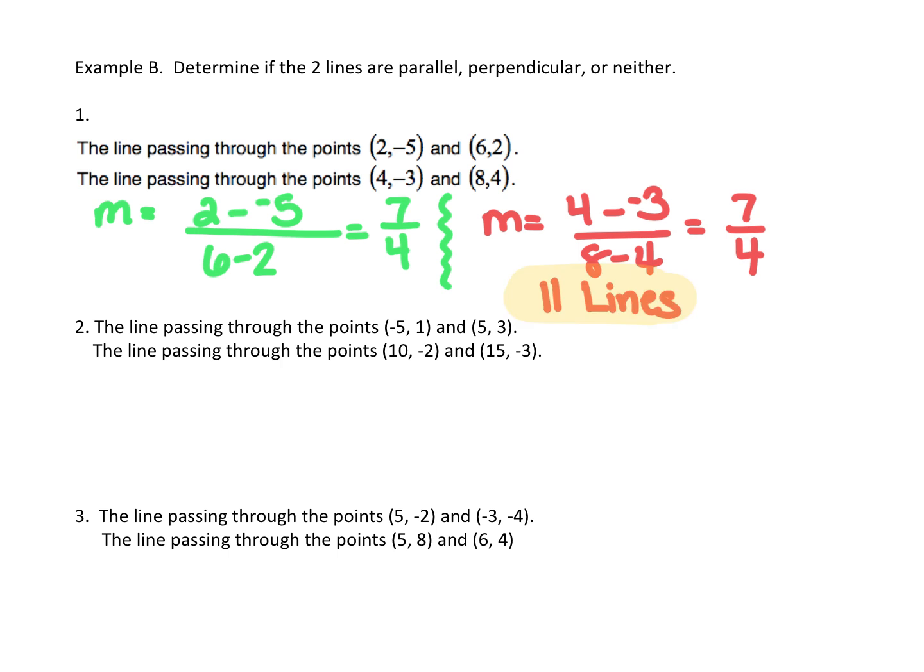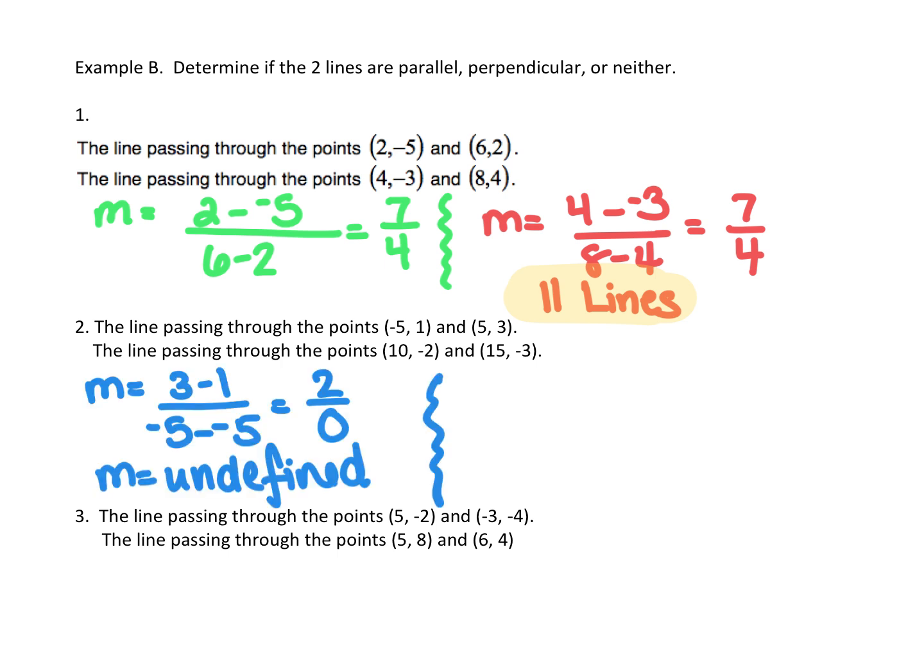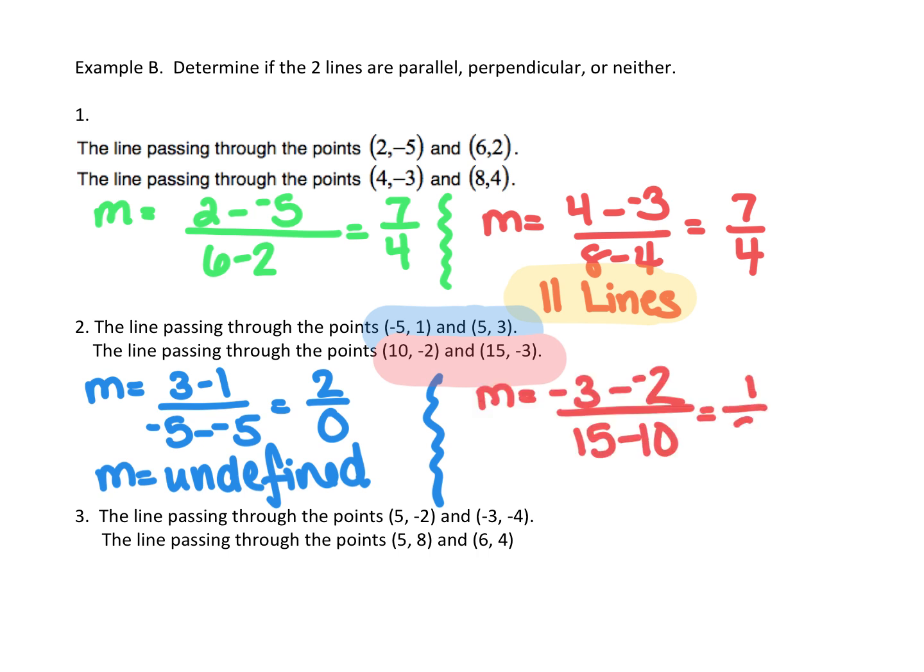I'm going to do the same in number 2. So pause the video, find the slopes of the 2 lines, and then see if you can make your conclusion. For the first line, I get a slope that is undefined. And for the second line, I get 1/5. So these lines would be neither parallel nor perpendicular. They would just intersect somewhere.